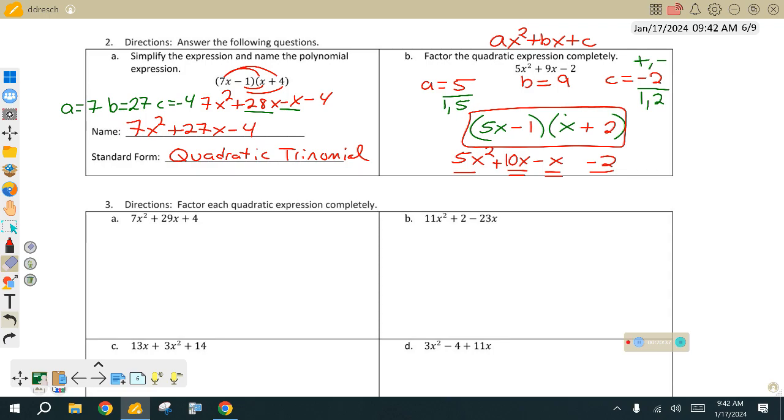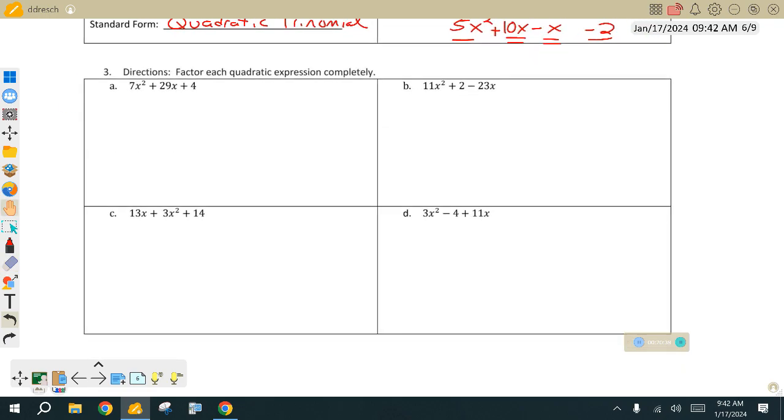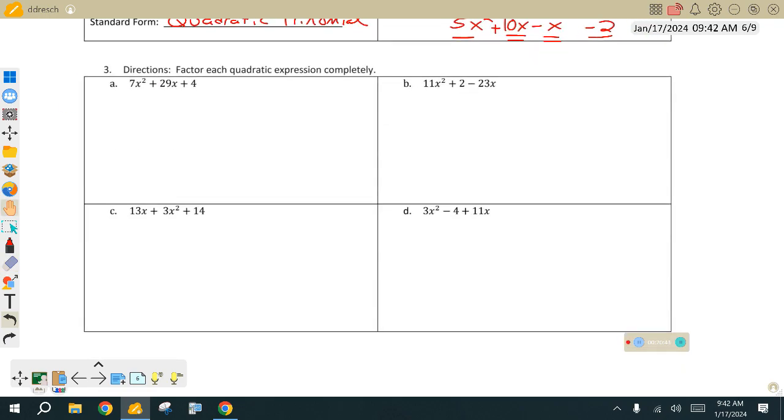Okay? Let's go down to number 3. Let's do it out. Are you in standard form? 7x squared plus 29x plus 4. Is that standard form? Nope. It's got to be in standard. Identify A, B, and C. A is what? B is what? And C is what?